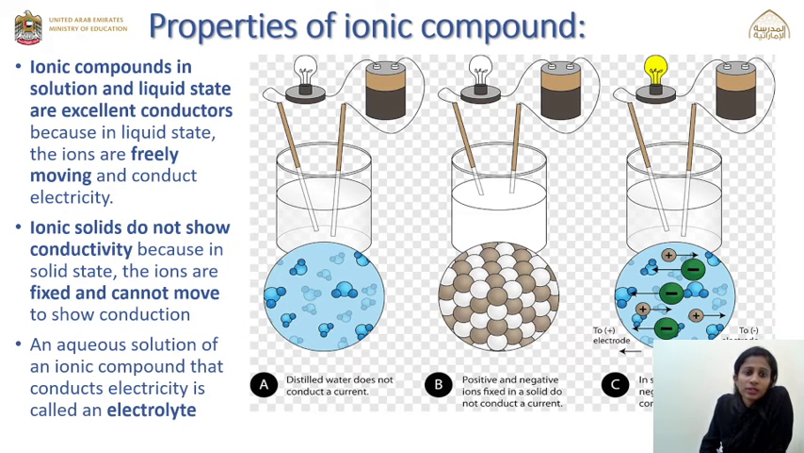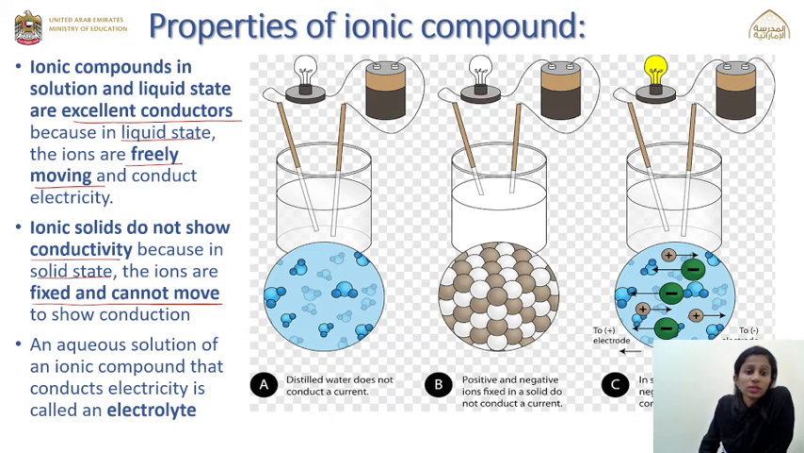One more property of an ionic compound is conduction. Ionic compounds contain ions, but conductivity is only possible if the ions are able to move, which is possible only when the ionic compounds are dissolved in water or when you have a molten ionic compound. So they are excellent conductors only in the liquid state, because in the liquid state the ions are freely moving. But in the solid state, they do not show any conduction because the ions are fixed and they cannot move.